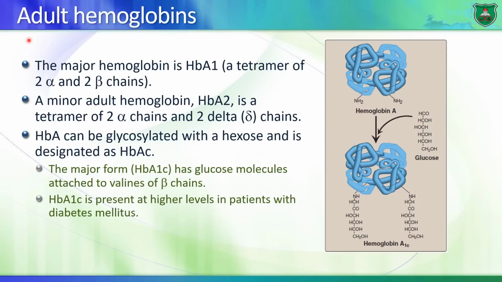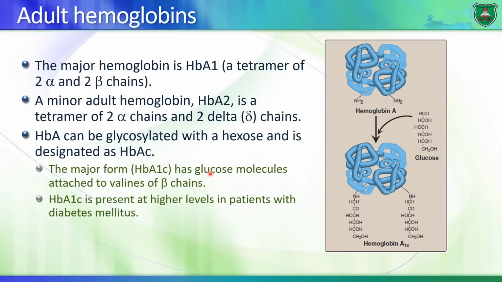Now, the adult hemoglobin is known as HbA. And there are two forms, by the way. We have HbA1, which is mainly a tetramer of two alpha chains and two beta chains. That's the predominant hemoglobin. And we have HbA2. And this hemoglobin is composed of two alpha chains and two delta chains. But it seems that the promoter region of the delta gene is not very active.